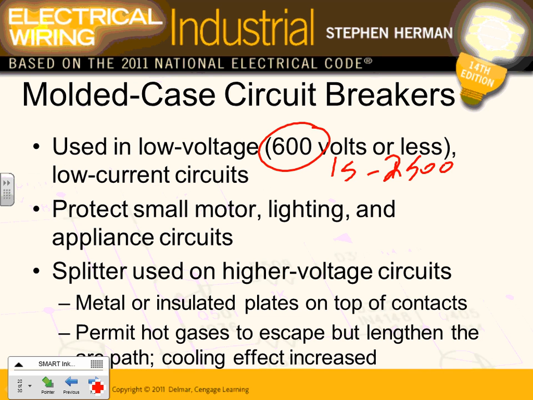Protect small loads, you can use them for motors, lighting, or appliances. Splitters are used on a higher voltage circuit. They use a splitter to extinguish the arc. Melt or isolate plates on top of the contacts permit hot gases to escape, but lengthen the path of the arc. So here's how these guys work.